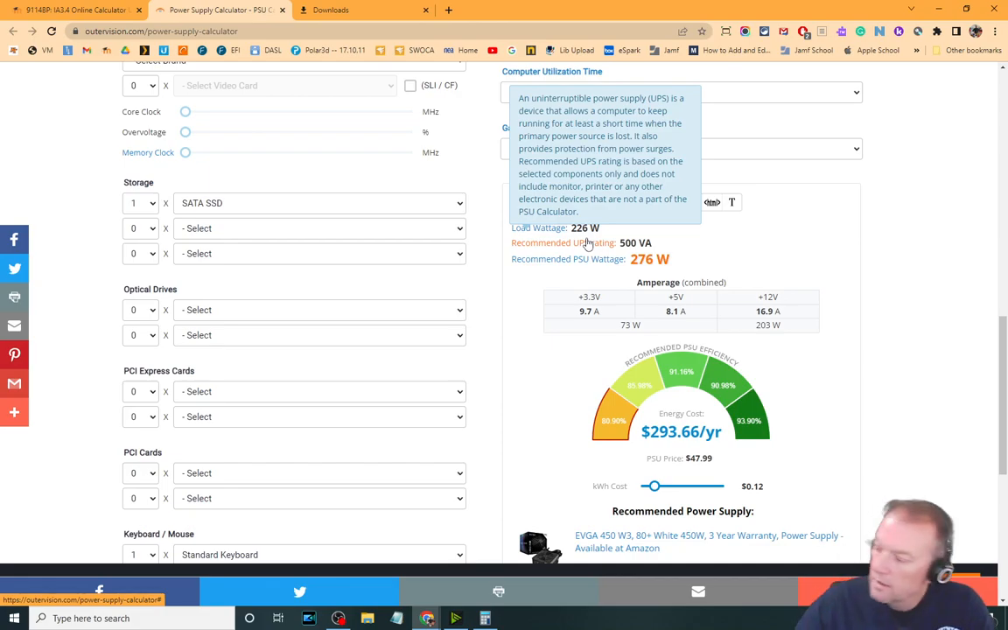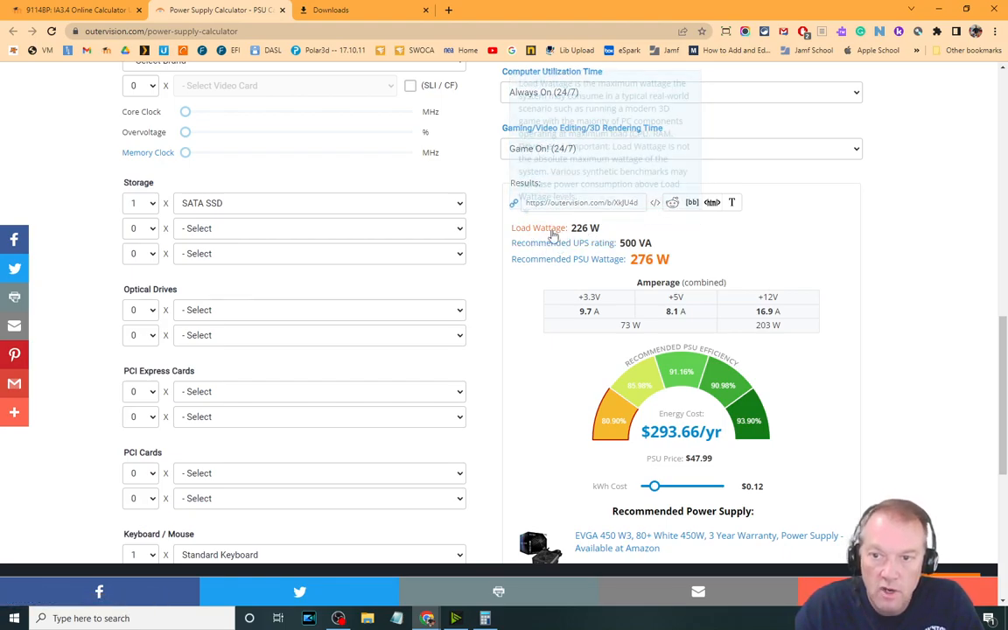226, not a lot. Actually, came up with exactly what we would have expected, right? It came up with 213 without the fans, 226 with the fans. It added 13 watts for the fans, and we've been adding 12, so it's pretty darn close. So that's our load wattage. Our load is our calculated, so we would say minimum of 250, recommended of 400.